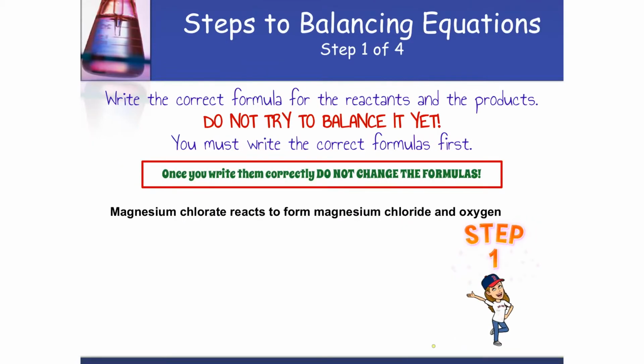The first step is to write the correct formula for the reactants and the products. Do not try to balance it yet. You must write the correct formulas first. And then once you write them correctly, do not change the formulas.